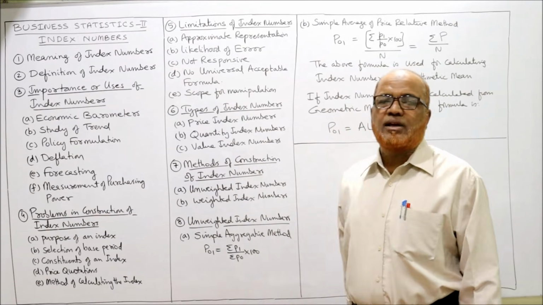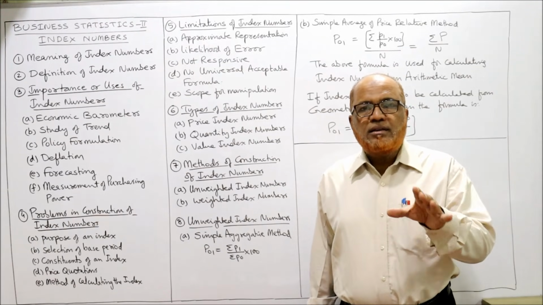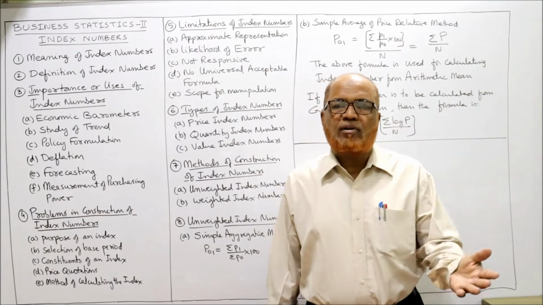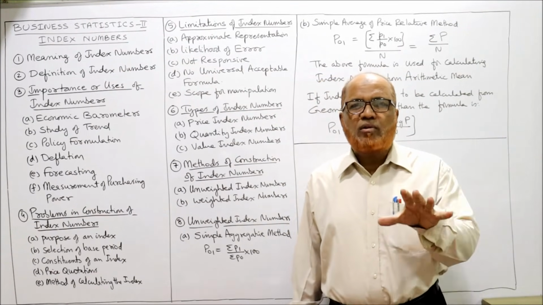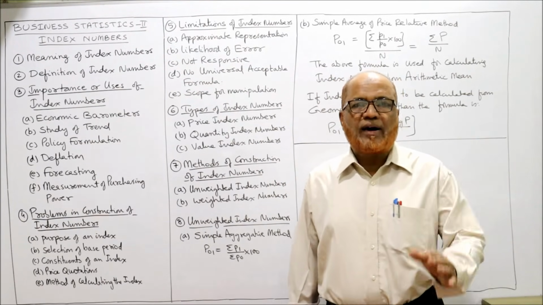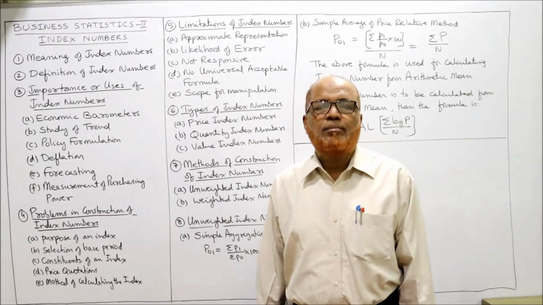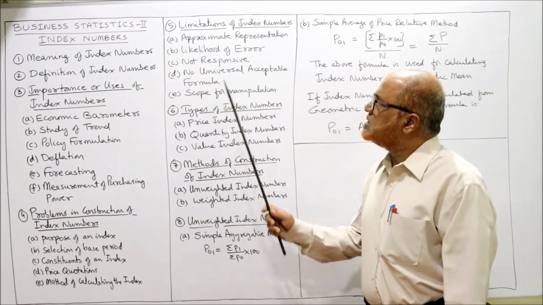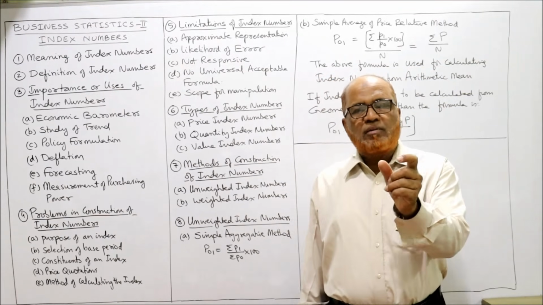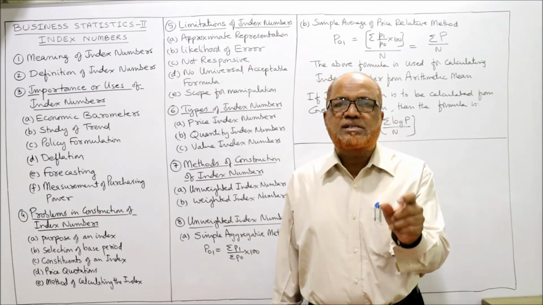Now, limitations of index number. In spite of so many advantages, in spite that these index numbers are widely, extensively used by government, by business organization, wherever quantitative data is there, we calculate index number to find out the trend, to find out the changes. But this index number will also suffer from some limitations. The limitations are approximate representation. Whatever index number we are calculating, that is only approximate, not exact or precise.